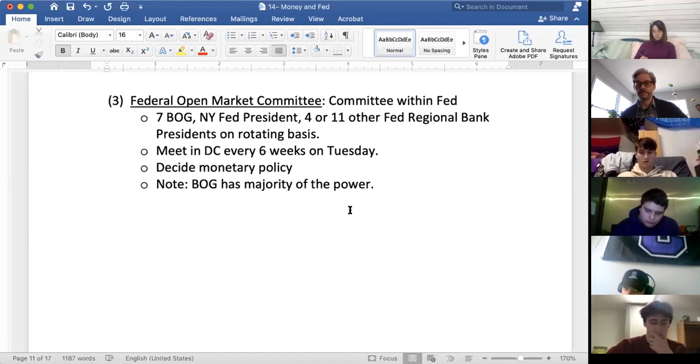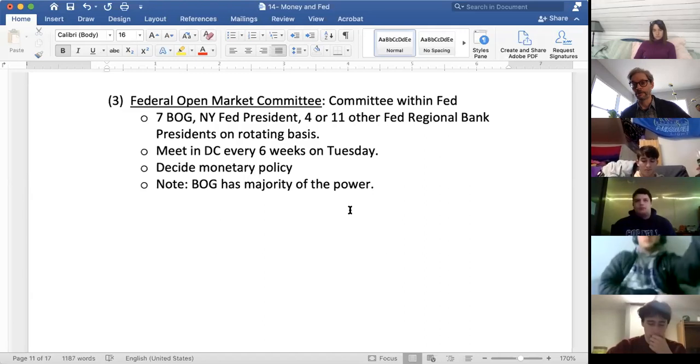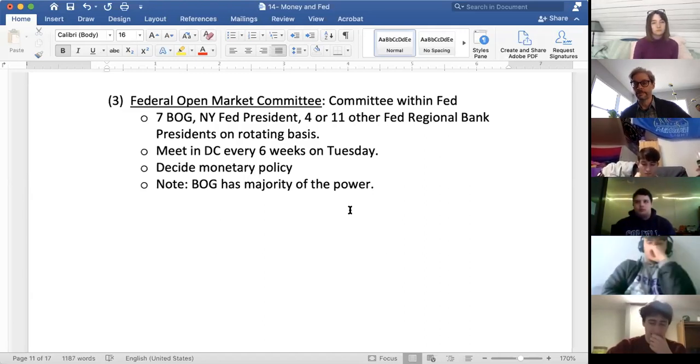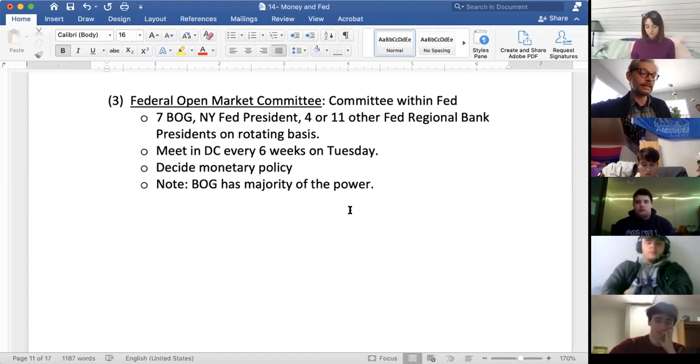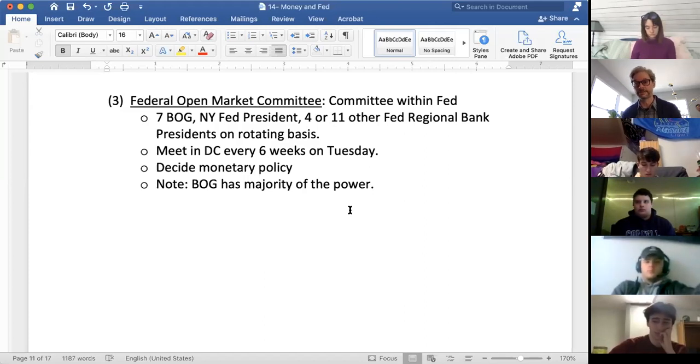Now, one of the things I want you to pay attention to on this Federal Open Market Committee is that the majority of this committee is the Board of Governors. So the Board of Governors is the majority power in the Federal Open Market Committee. And it is really the Board of Governors where most, I want to say all, but at least most of the power in the Federal Reserve is centralized, okay? So while these regional banks are important and they do have a say in monetary policy and they have a role in implementing monetary policy, let's be clear, it's the Board of Governors that really call the shots. Right? It's really the Board of Governors that call the shots.